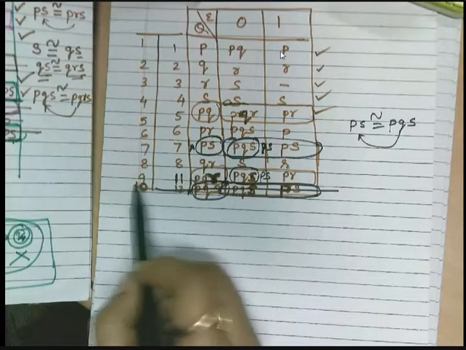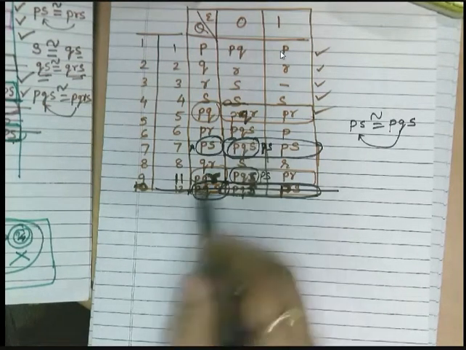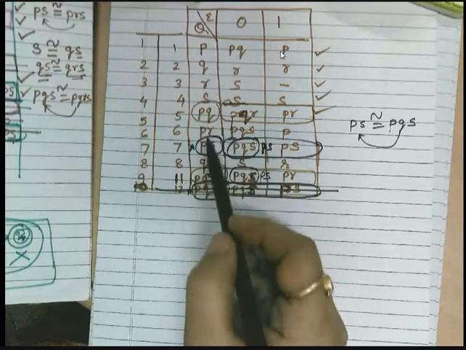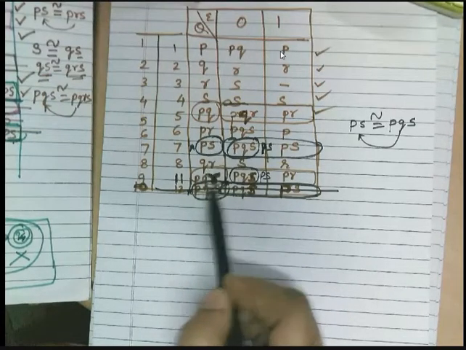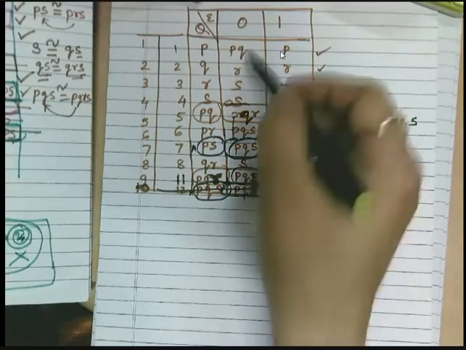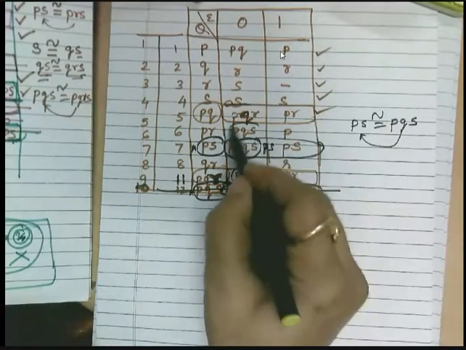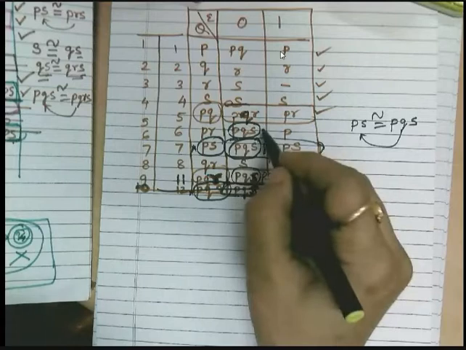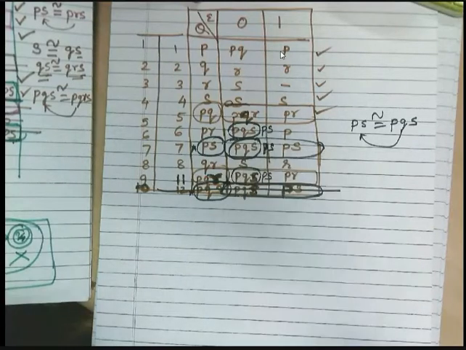9 states. Which are those? P, Q, R, S, P, Q, P, R, P, S, Q, R, and P, Q, R. P, Q, S is not there at all. So that's why this P, Q, S will also be replaced. You should tell me. This P, Q, S will be also replaced by P, S.